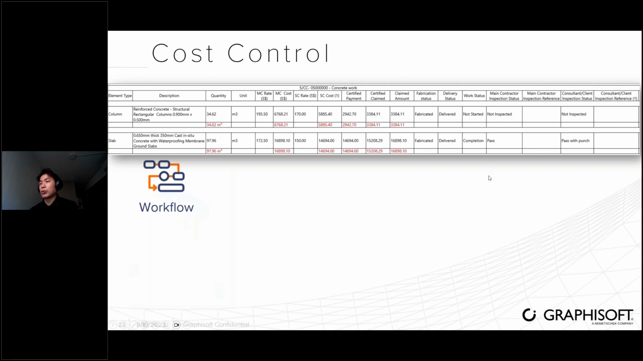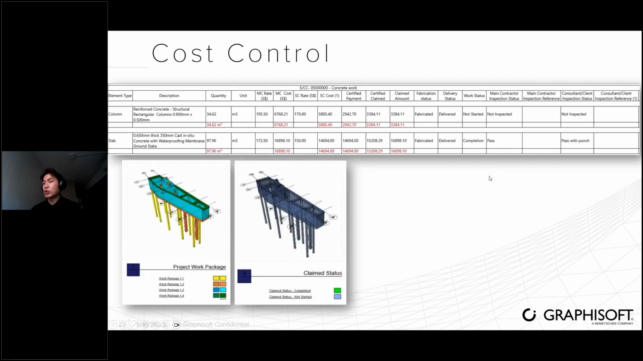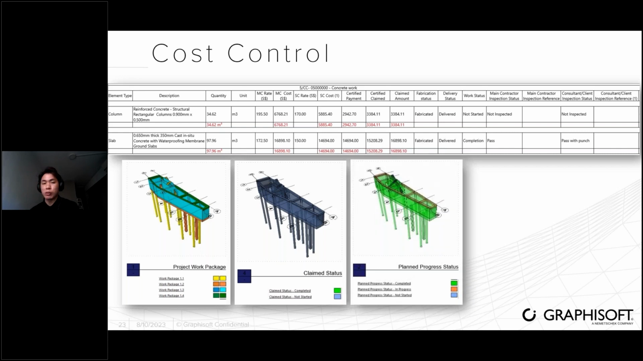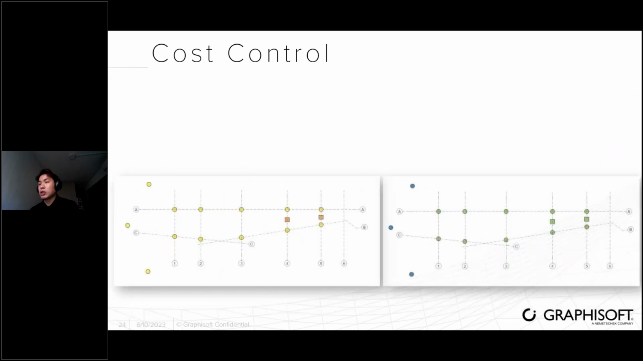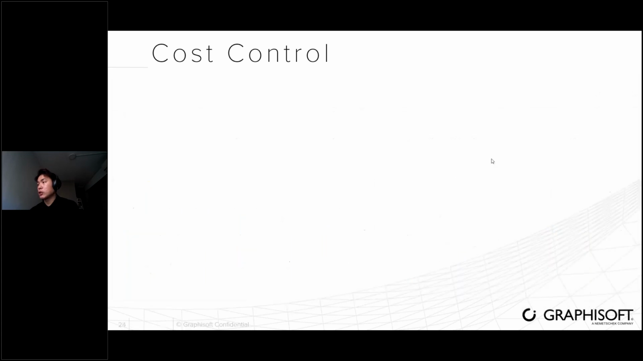You can use all this information together with our graphic override to develop different kinds of visual cost analysis. You can see the project work packages, the claim status, the plan progress status, and the work progress status. You can also place it on the floor plan itself. For example, in this case, this is for the power foundation.